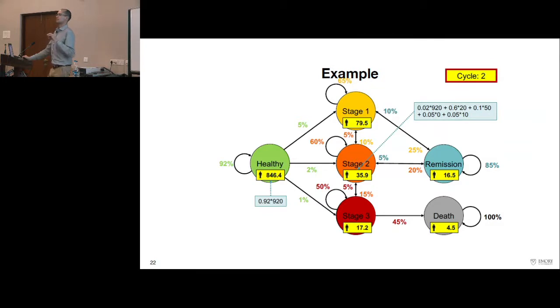To be honest, getting the number of people who reside in each health state in each cycle is the most tedious part of Markov models. Assigning costs and utilities is not such a huge problem once you know how many people are in each health state.